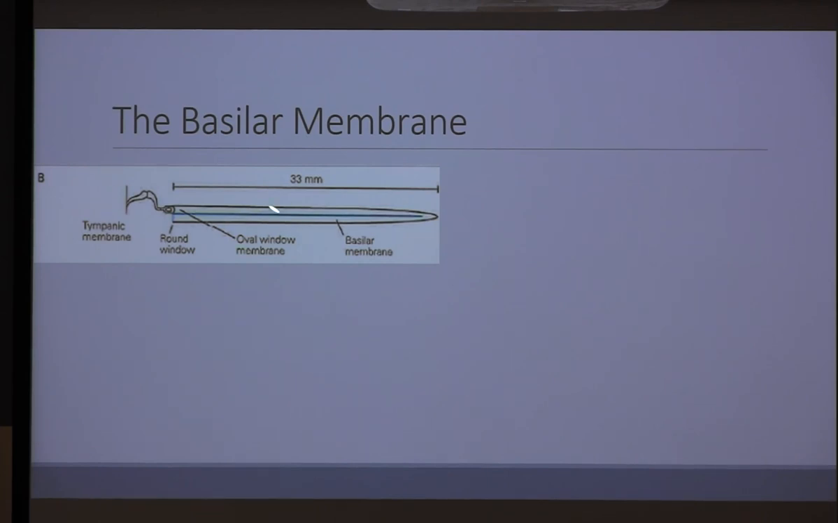And so that's, in this simplified version of the cochlea, the basilar membrane is this blue line there. It can be thought of as the structure that is dividing or separating the interior of the cochlea into two fluid-filled compartments.